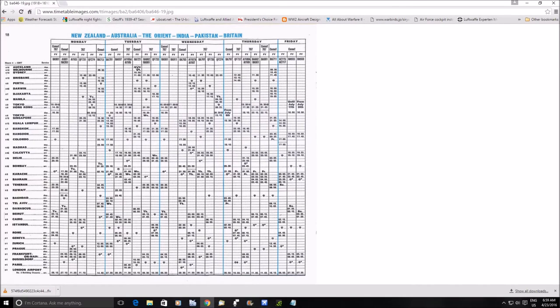And so I'm going to start here in Auckland at 8:30 in the morning. And then we're going to go to Sydney, an hour turnaround there, to Darwin, 50 minutes, to Singapore, and then to Rangoon, Calcutta, Karachi, Damascus, Dusseldorf, and then finally landing in London. So that should keep me busy for a while.